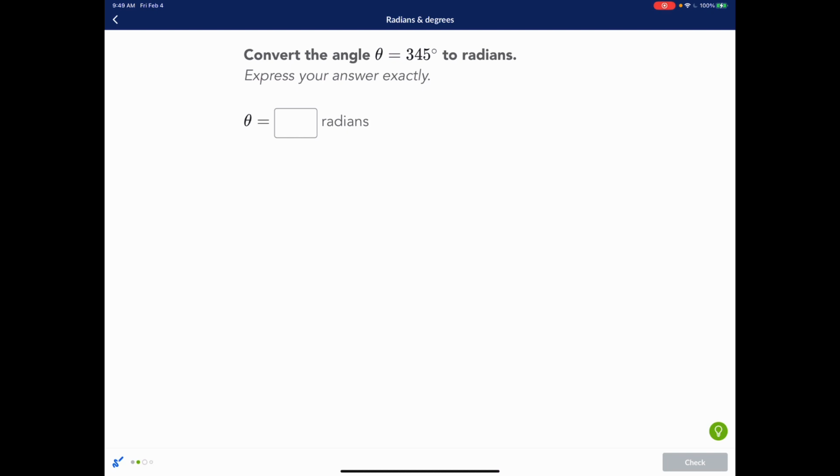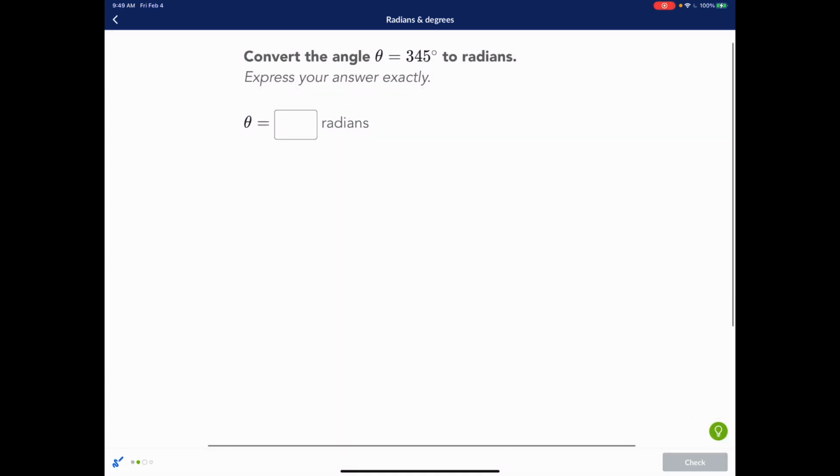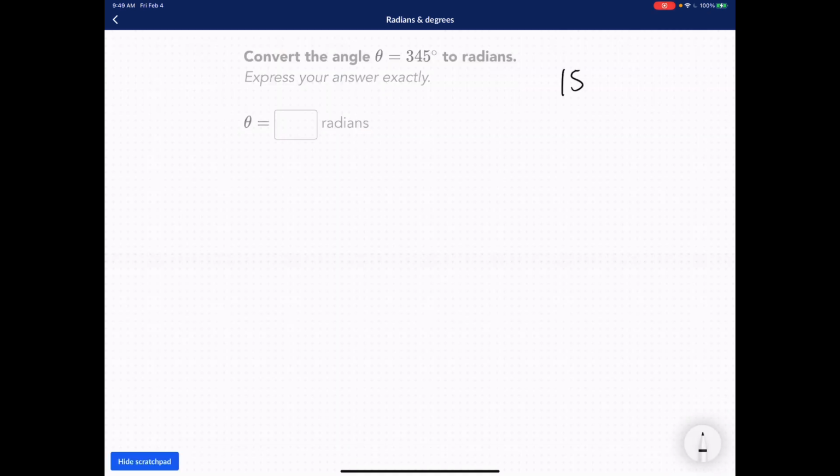All right, 345 degrees to radians, okay? So what we just learned in the last problem is that 15 degrees is just pi over 12, right?